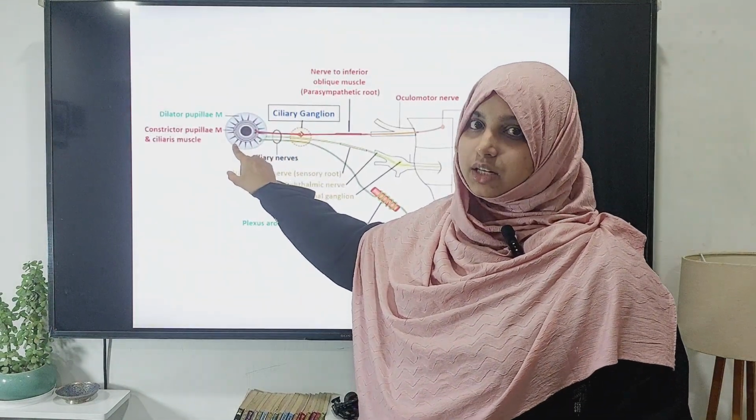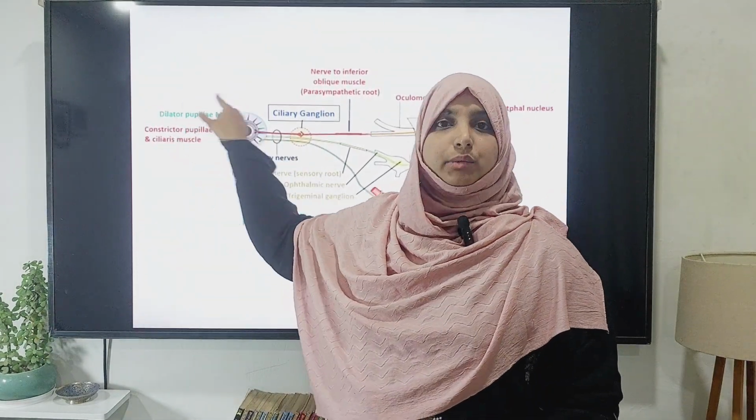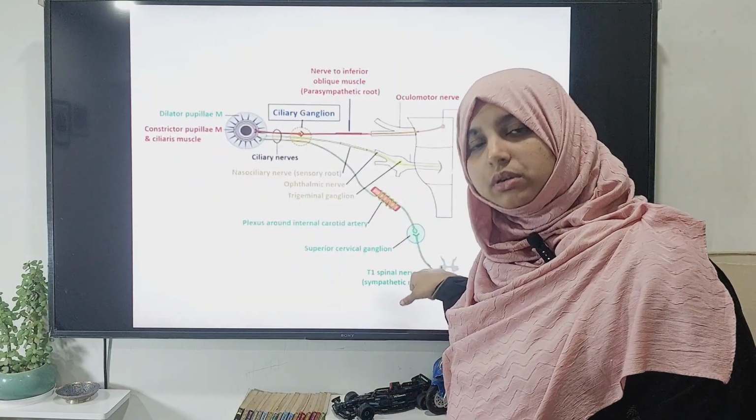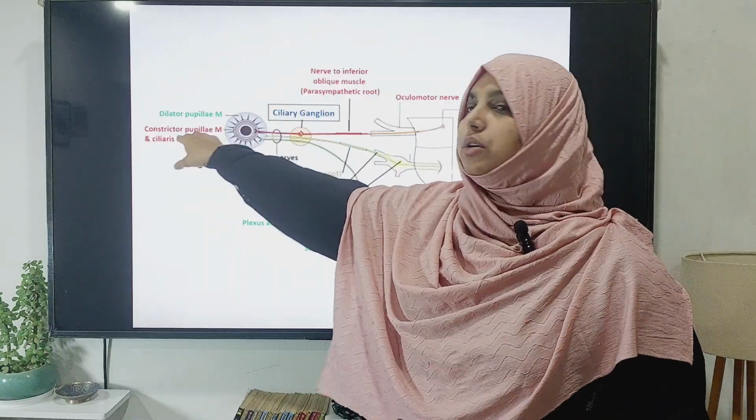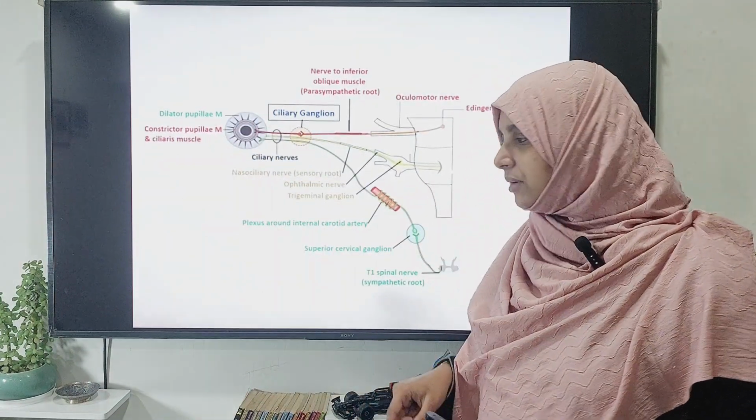Who is this destination here? That is the dilator pupillae. We know this is the sympathetic route, which should be causing dilatation of the pupil. So it's ultimately going for the dilator pupillae.